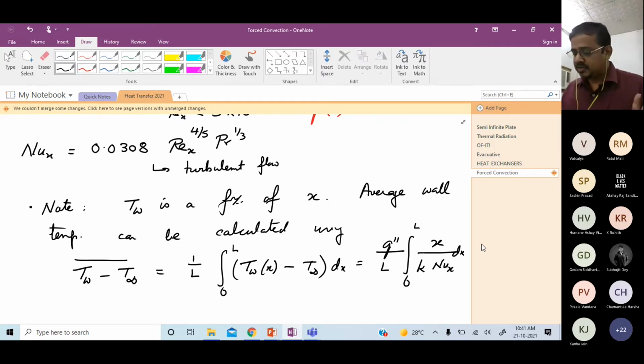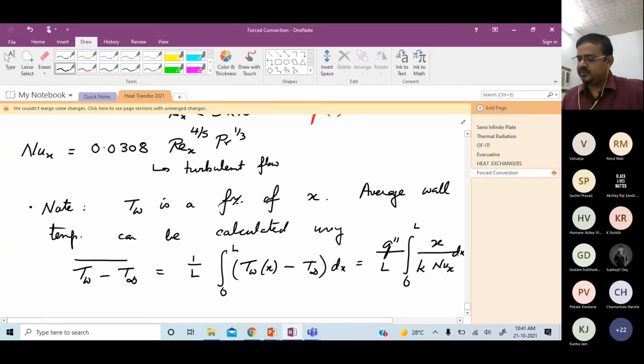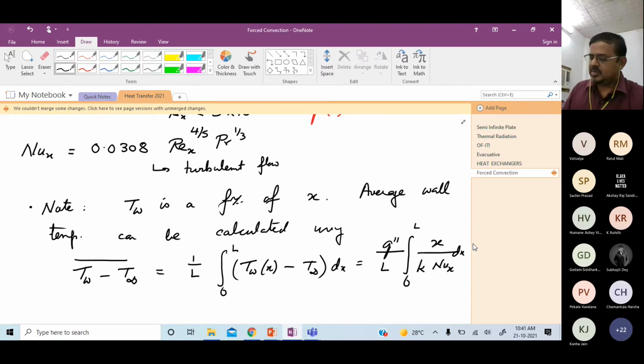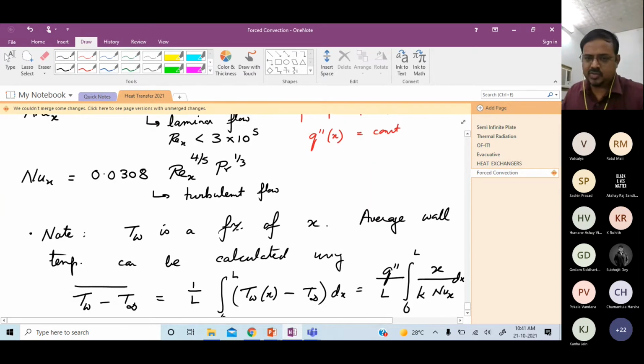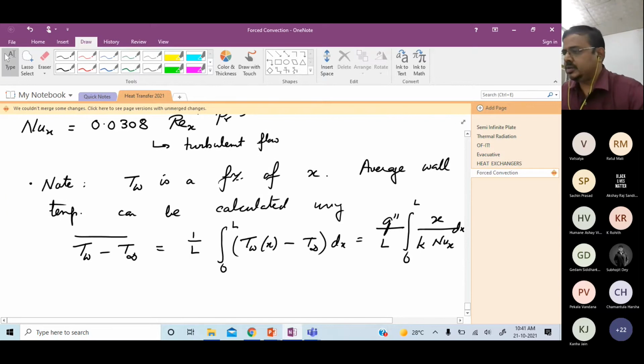So you may be asked, what is the average temperature of the plate? This is how you calculate it. You have now the correlation for Nusselt number, 0.0308 Reynolds to the power 4/5 Prandtl to the power 1/3. Okay. Move all the constants outside the integral, just put x inside and do the integral. This will be a bunch of constants outside and then x divided by x to the power 4/5. So actually this will be x to the power 1/5 for turbulent flow. For laminar flow, it will be x divided by x to the power half, therefore root x dx. Okay, so this is how we calculate average Nusselt number.